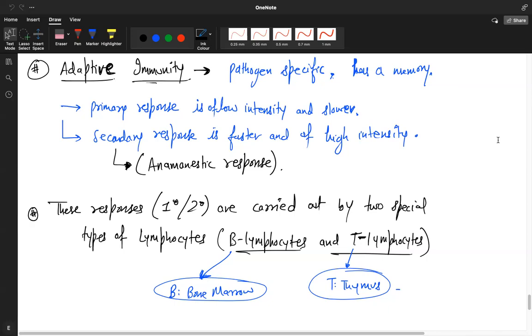So this part we call the memory part of this adaptive immunity. Yes, Alia, continue.